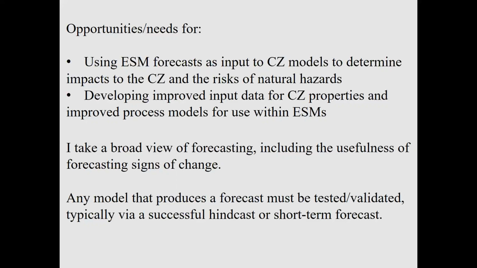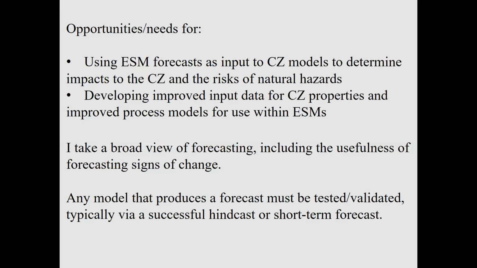And the second point that overarches the whole talk here is that any model that produces a forecast must be shown to be useful, it has to be tested, or if you prefer, validated. And typically this is done via some successful hindcast. So in other words, you take forcing data for the last 30 years of instrumental record, and you show that your model reproduces some aspect of that in a successful way.